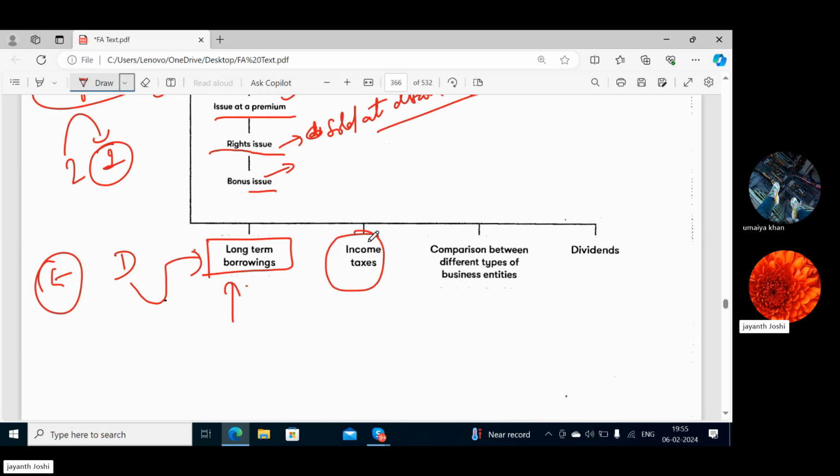We'll be learning about income taxes. This happens to be liability for the company. Then we'll be comparing different types of business entities. We'll also be seeing what are dividends.